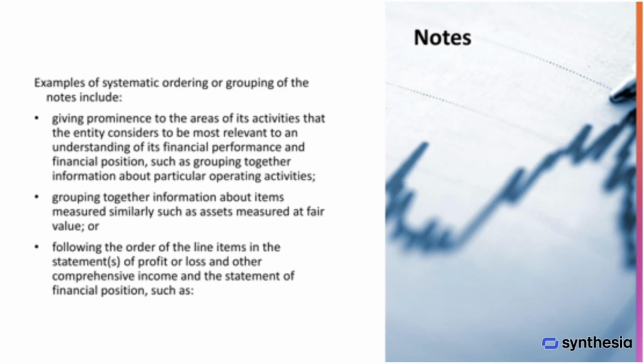Examples of systematic ordering or grouping of the notes include various approaches to enhance the clarity and understandability of the financial statements. For instance, an entity may choose to give prominence to areas it deems most relevant for understanding its financial performance and position, such as grouping information about specific operating activities. Alternatively, the entity could group together information about items measured in similar ways, like assets measured at fair value.